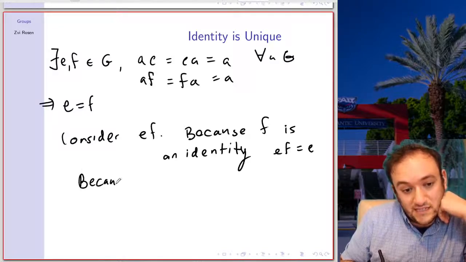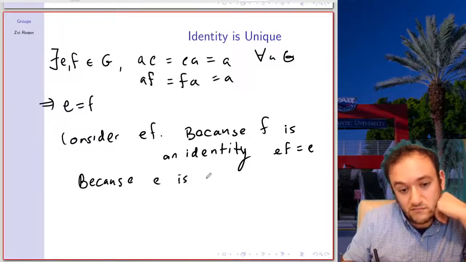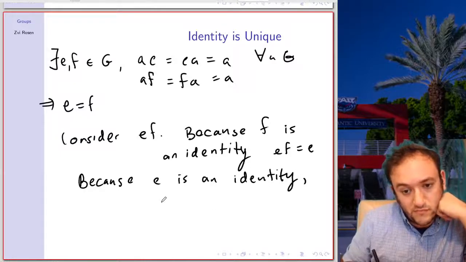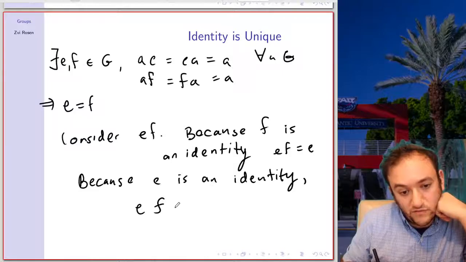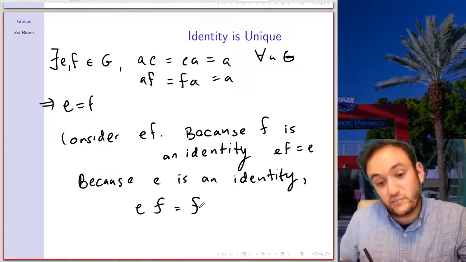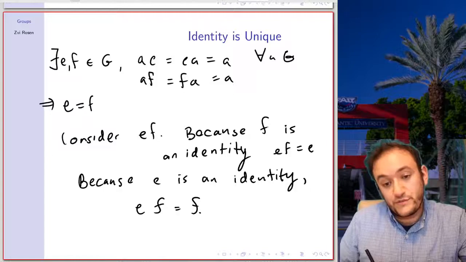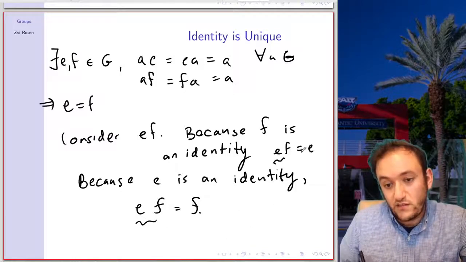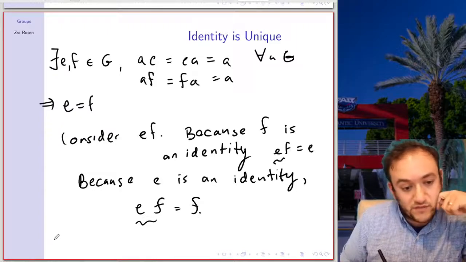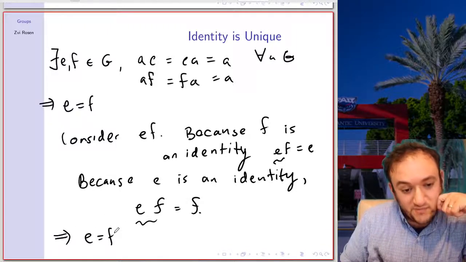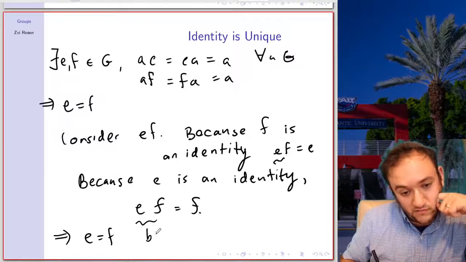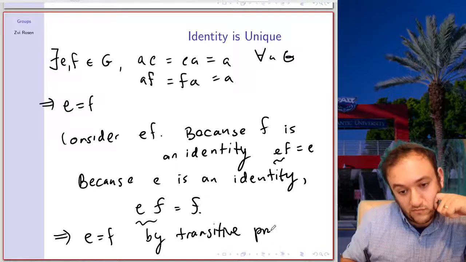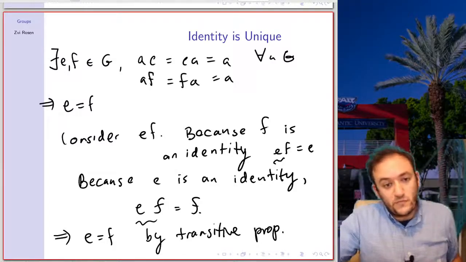Because E is an identity, EF equals F, because multiplying on the left by E doesn't change it. So that means that you have the same thing, EF here and EF here, equal to EF, E and F, so that means that E equals F by the transitive property of equality. Okay.